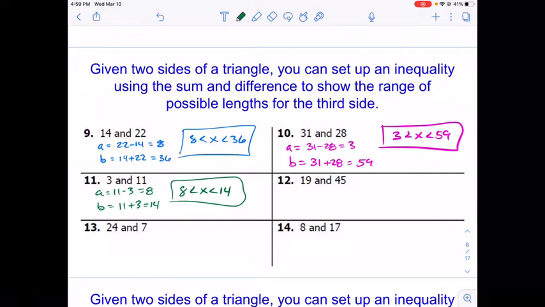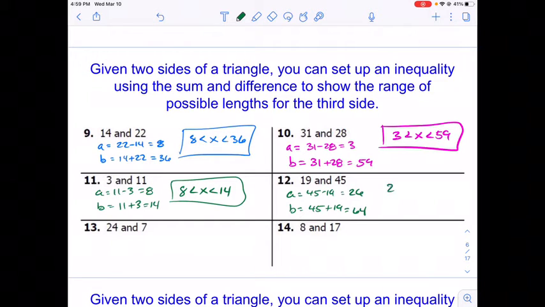All right, let's try the next one. So we're going to find part A. We're going to subtract 45 minus 19. And for B, we're going to add 45 plus 19. As we subtract and add these values, we're going to get 26 and 64. So that means that 26 is less than x, which is less than 64.